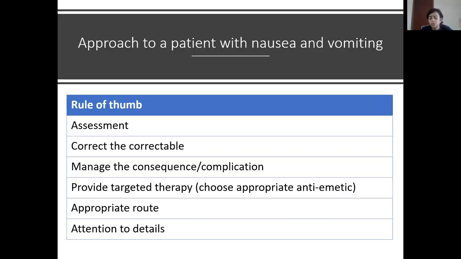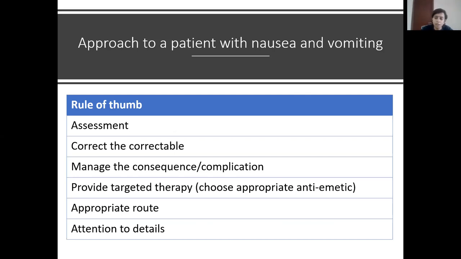So I know that it is quite confusing, but you can keep reading and reading. It takes a lot of time to get a hang of these receptors and the drugs. I think it took me ages to understand what we said where. So rule of thumb, assessment is the key. When you assess, ask more specific questions. Like someone is telling you, I have vomiting. Just don't stop there.